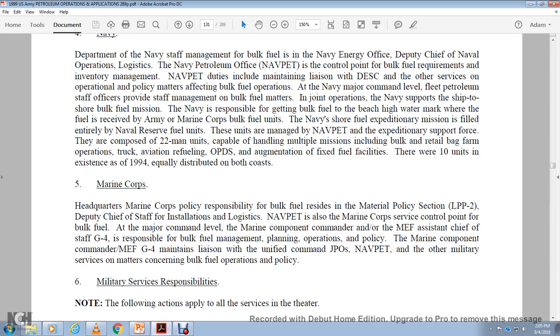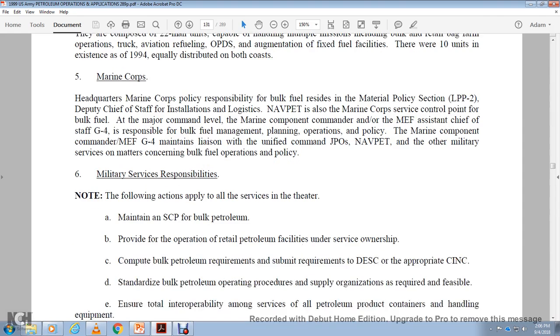Assistant Chief of Staff of the Command G4, responsible for bulk fuel management, planning, and operation policy. The Marine Component Commander of the MEF G4 maintains liaison and unified command of the Joint Petroleum Office, the Navy Petroleum Office, and other military services on matters concerning bulk fuel operation policy.